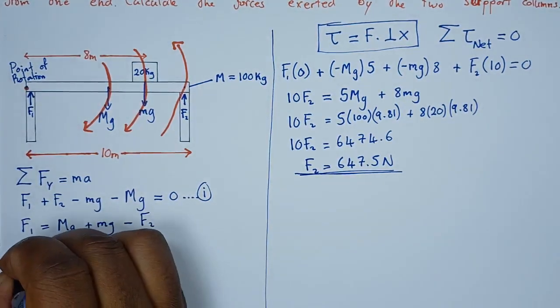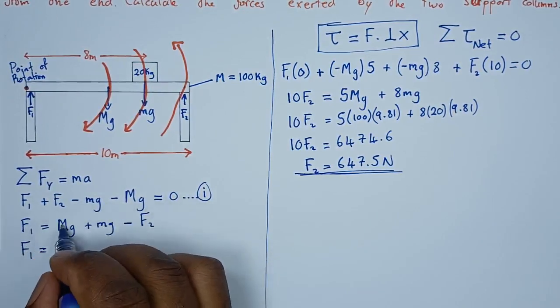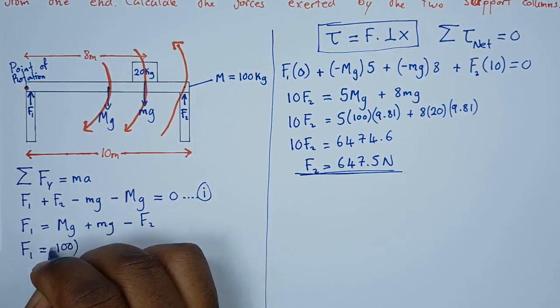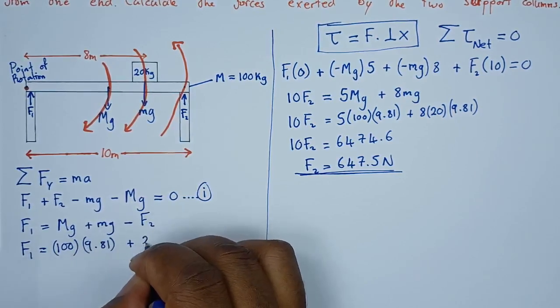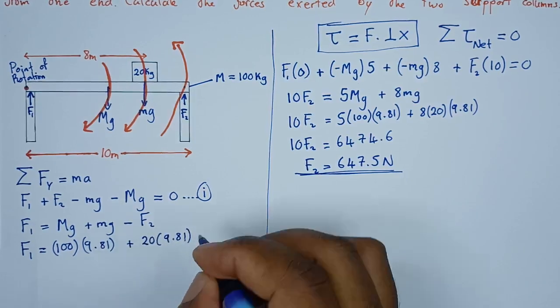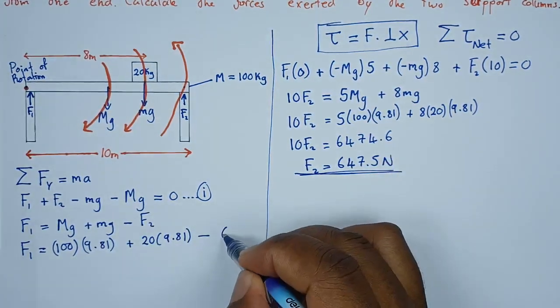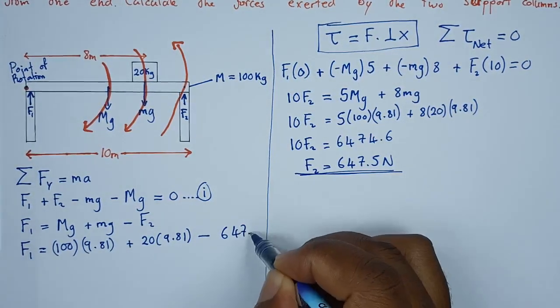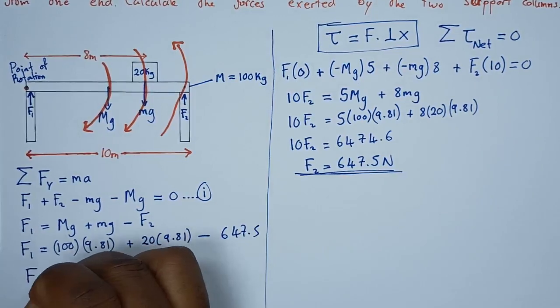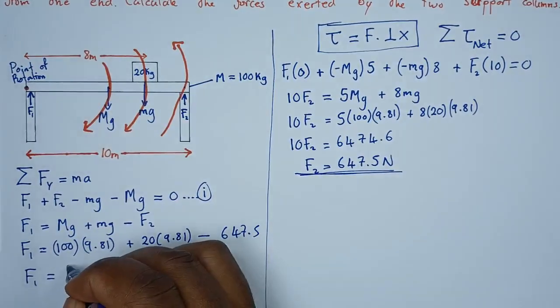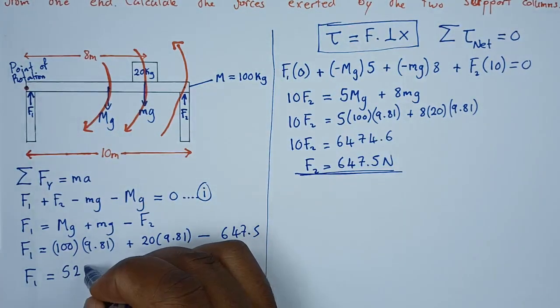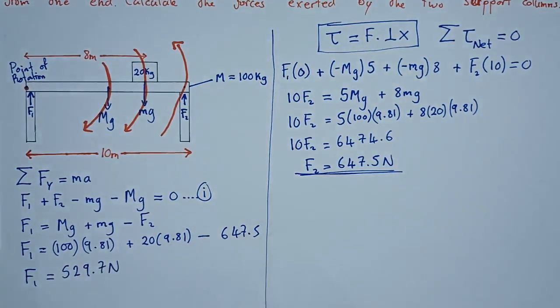If we do our substitutions, F1 is equal to, the big M is simply 100 times acceleration due to gravity 9.81, plus 20 times 9.81, minus F2, which we've just computed, which is 647.5. So let's compute everything. We find the value of F1. And doing all the computations, what I'm getting is 529.7 newtons.